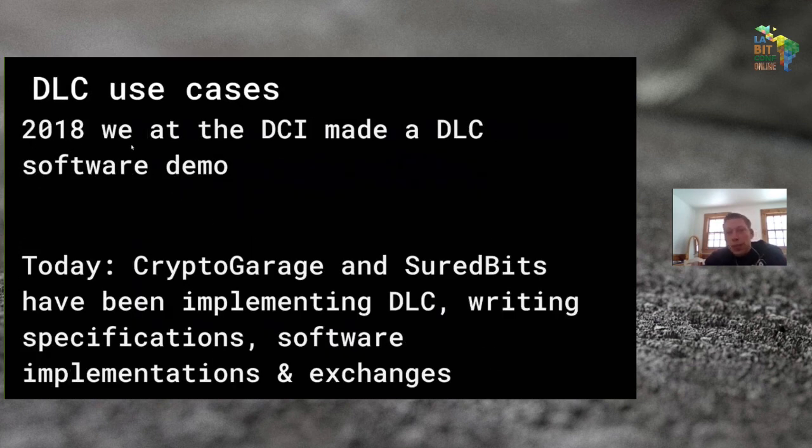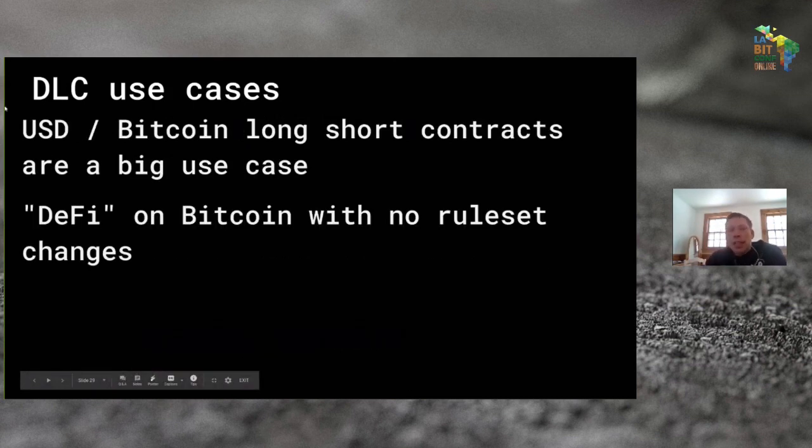So yeah, two years ago we made a discrete log contract software demo and ran it as a Bitcoin to dollar price oracle, so you could do these contracts. And today, Crypto Garage and SuredBits are implementing DLC specifications, software implementations, and exchanges. The biggest use case, I think, is going to be US dollar Bitcoin short contracts.